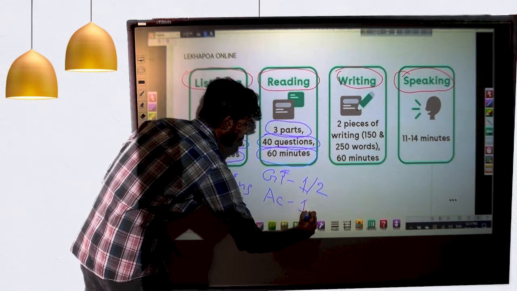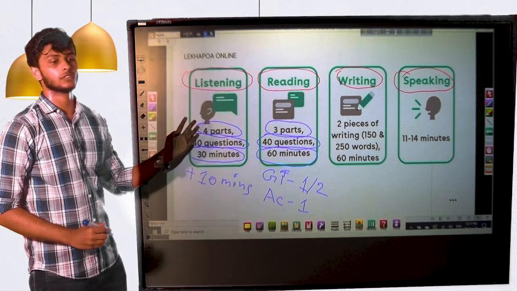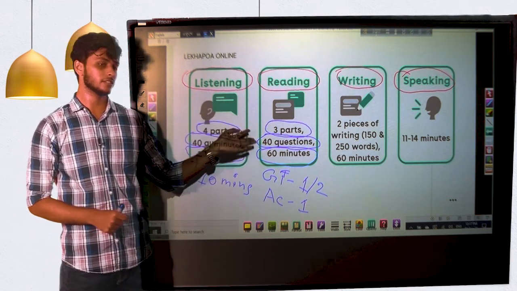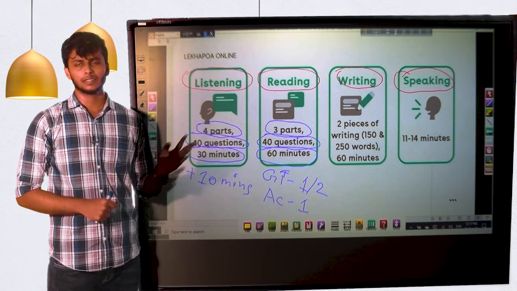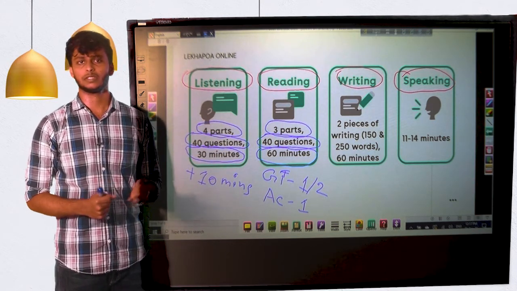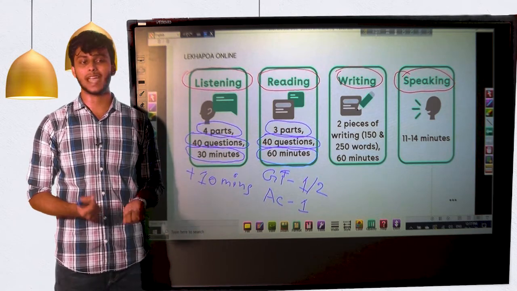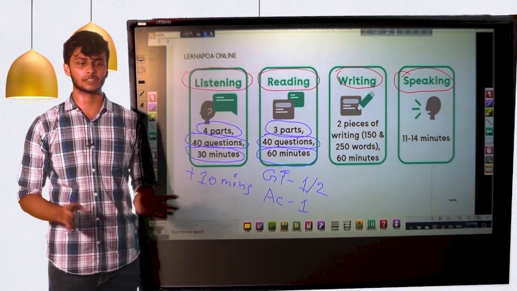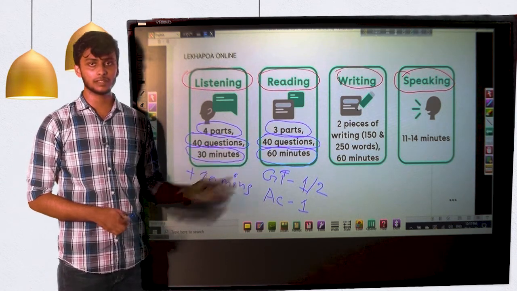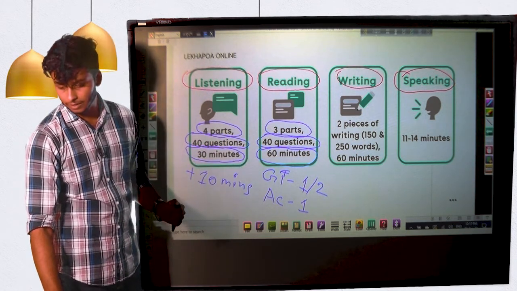Academic test, 1 long passage in each of the sections. Based on the passage, you need to answer these 40 questions. The passages are basically taken from books, journals, newspapers, magazines, etc. And in this section, you will get only 60 minutes to write down your answer.